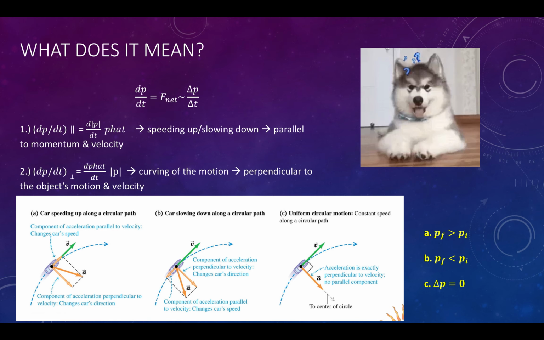As you can see with this example, when the final momentum is greater than the initial momentum, dp dt represents a speeding up of the object. Going the other way around, when the final momentum is lesser than the initial momentum, the parallel component of motion shows the object slowing down. When there is no change in the momentum of the object, there is no change in speed, and the object accelerates uniformly, and dp dt parallel is 0.